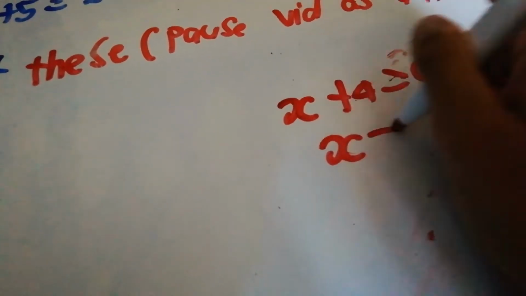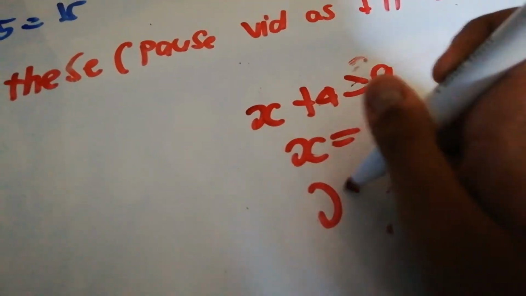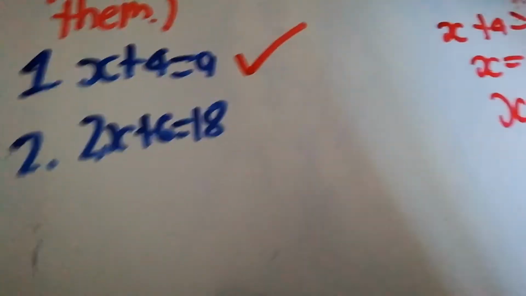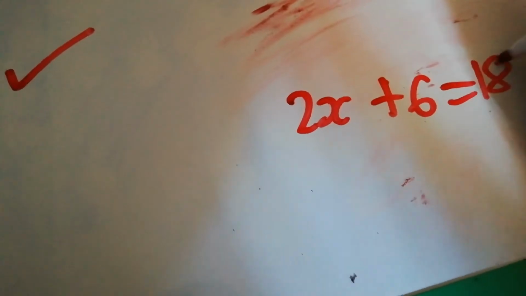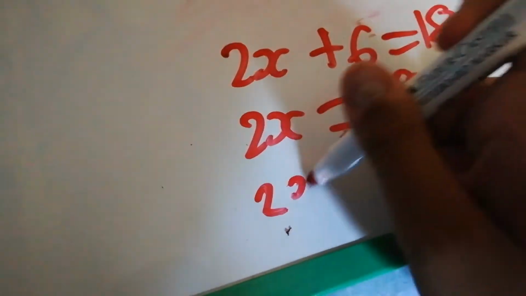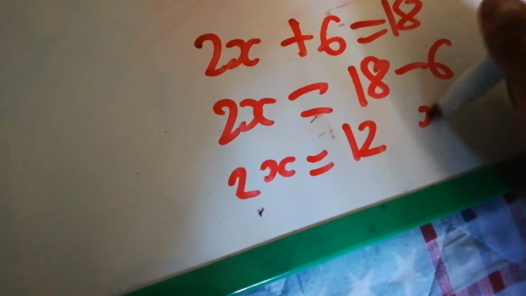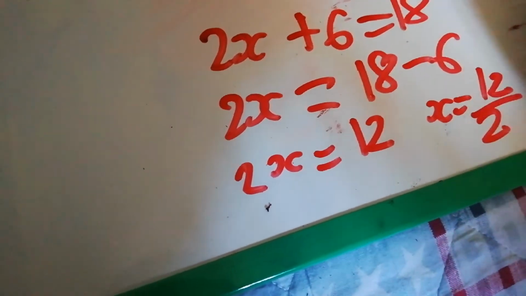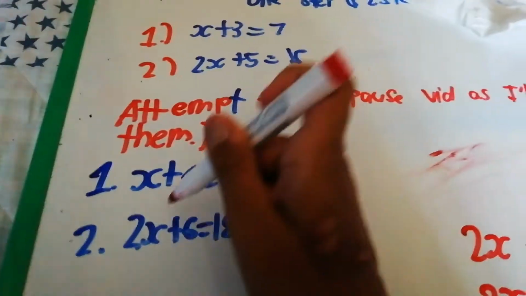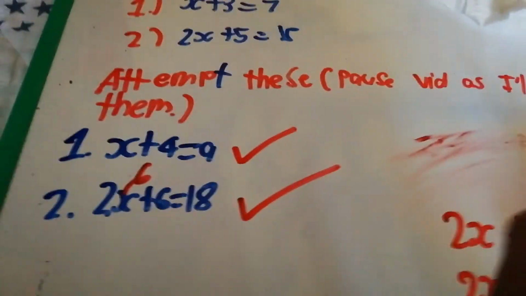So first one is x plus 4 equals 9. x equals 9, take away 4. x equals 5. So if you got 5, tick that. Okay, now second one. 2x plus 6 equals 18. 2x equals 18 minus 6. 2x equals 12. So x equals 12 over 2, which equals 6. So if you got 6 as x, tick that. If you got all of them right, good job.